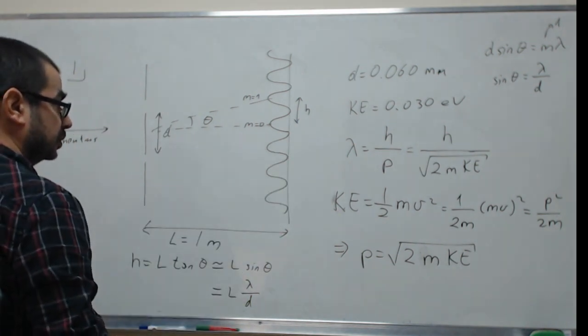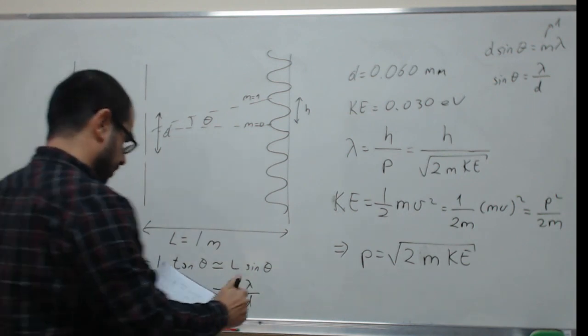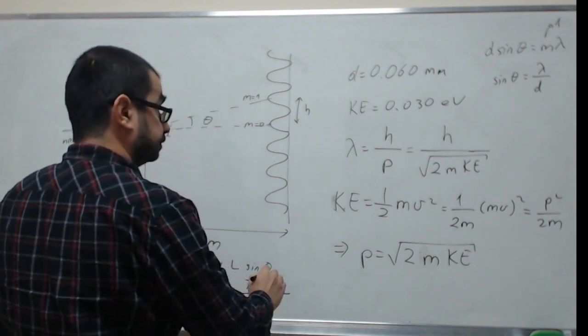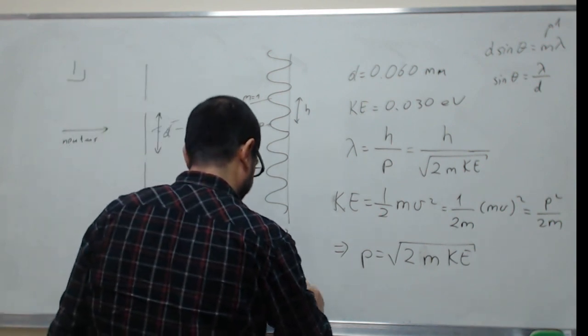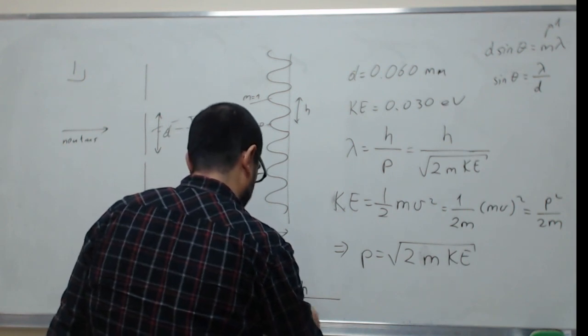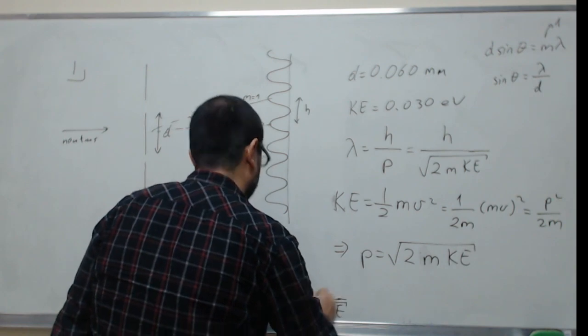So how would you find this? If you put everything together, actually you get H equals L divided by d times h over the square root of 2m Ke, like this.